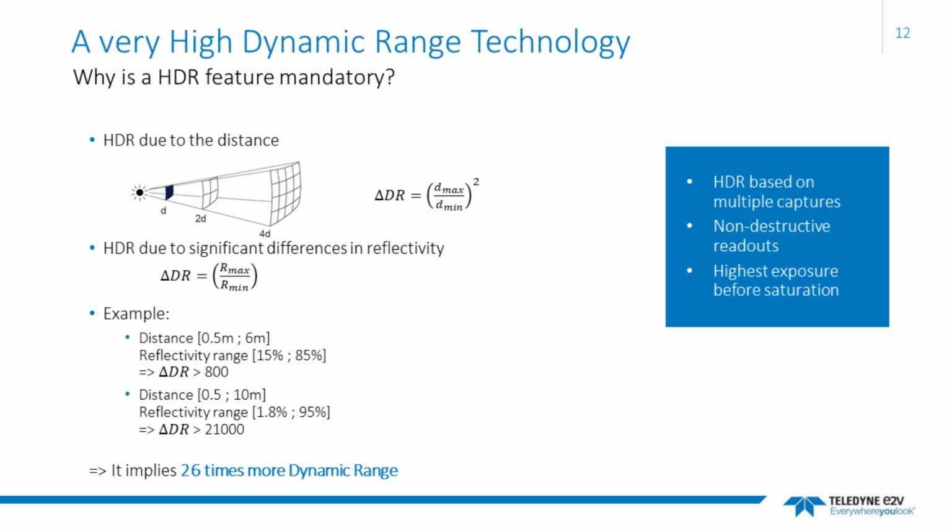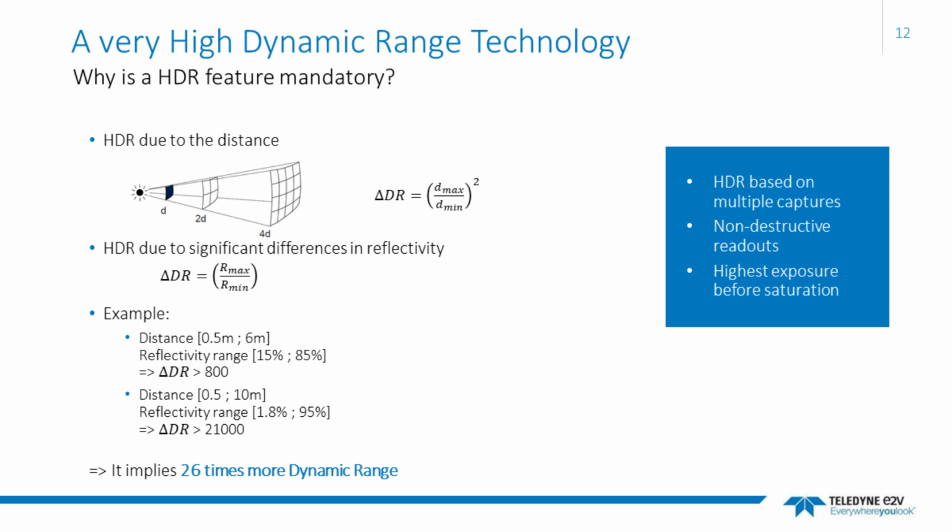Another crucial matter in time of flight is dynamic range. Indeed, time of flight is intrinsically a very high dynamic range application due to the combined contribution of the reflectivity of the object, and the distance range required by the application.